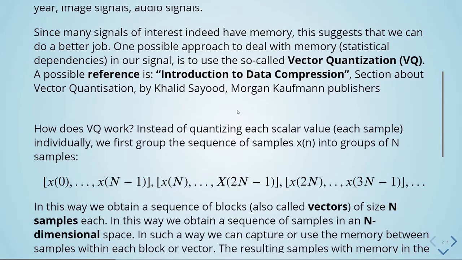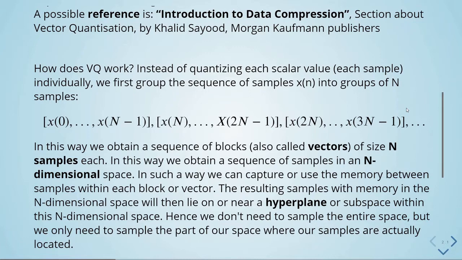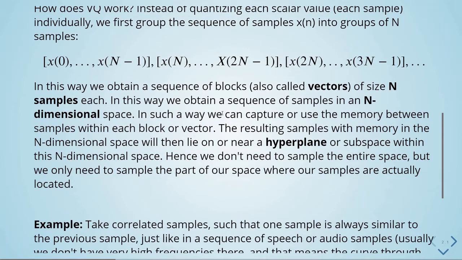So how does vector quantization work? Instead of quantizing each scalar value, so each sample individually, we will group the sequence of samples into groups of n samples. This way we obtain a sequence of blocks, called vectors, of n samples each. In this way we obtain a sequence of samples in an n-dimensional space. In such a way we can use the memory between samples within each block or vector. The resulting samples with memory in the n-dimensional space will lie on or near a hyperplane or a subspace within this n-dimensional space. The good thing here is that we don't need to sample the entire space, but only the part of our space where our samples are actually located.